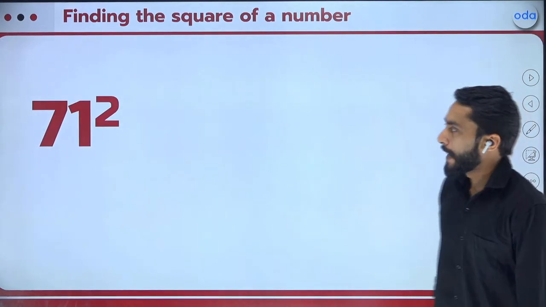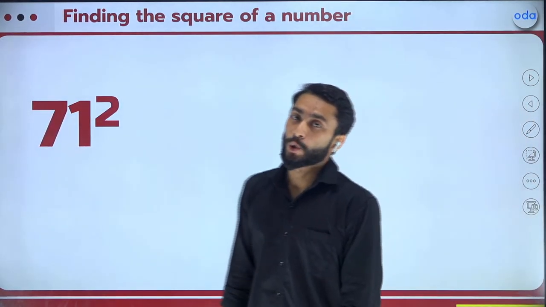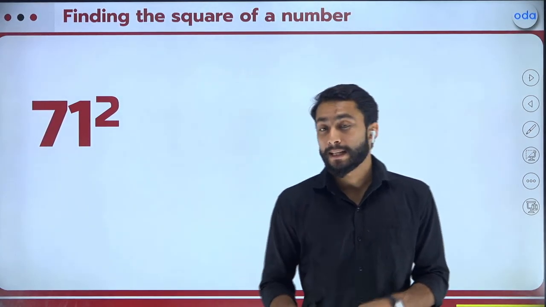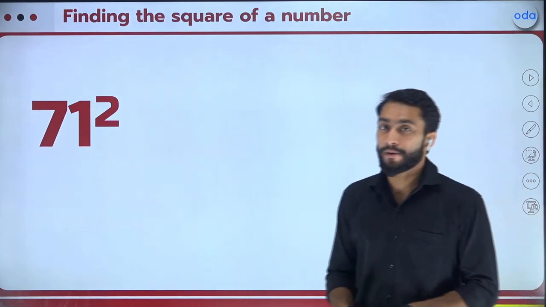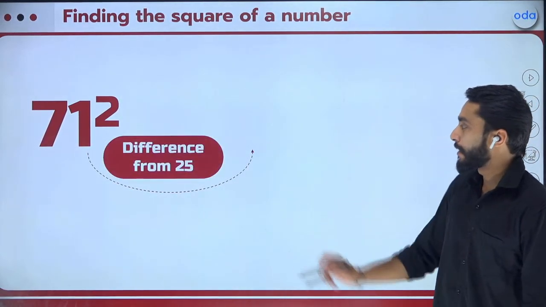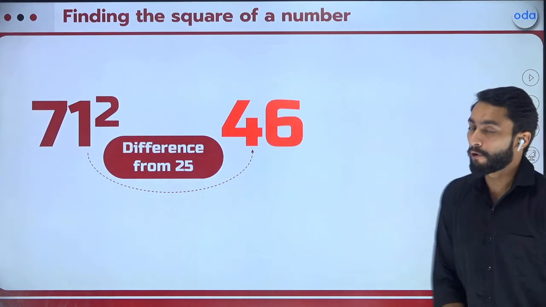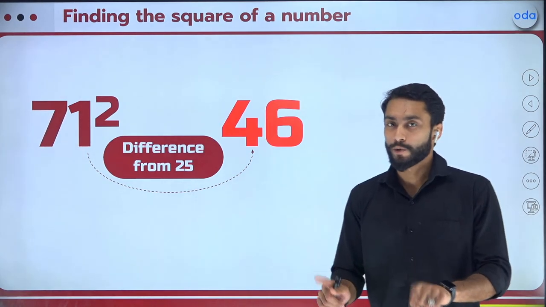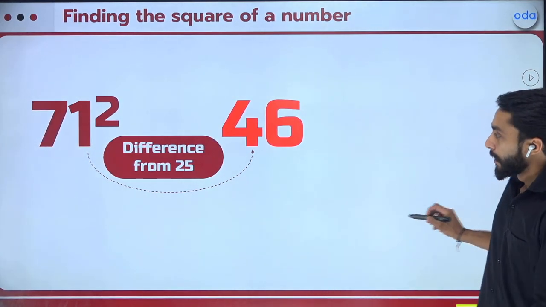Okay. Now we will find 71 square. 71 ka square kaise niklega? Why is it in the new slide? Because there is some trick to it. Let's try to understand that trick. So 75. How far is this number from 25? This is 46 away. You have got the first two digits? No, we have not got the first two digits. There is a trick to it.